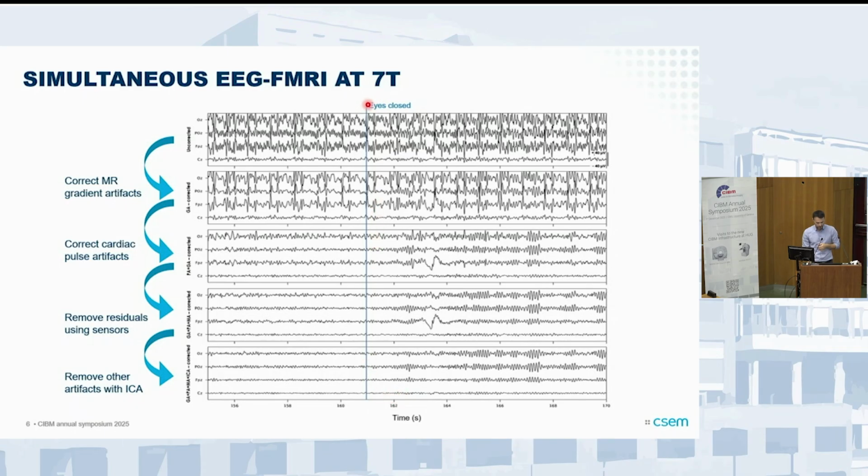So here's an example where the participant closed their eyes at this point. So you see here quite nicely the increase in alpha, posterior alpha activity, which is expected when you close the eyes on EEG.